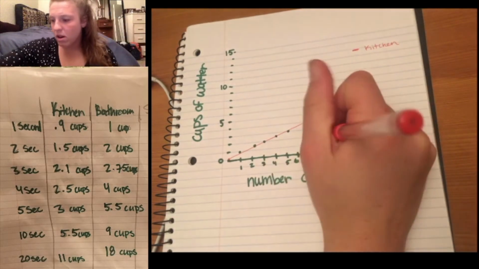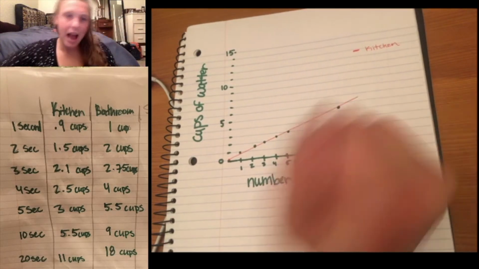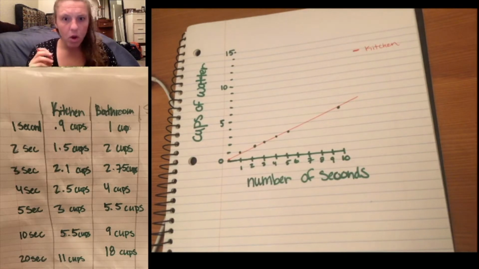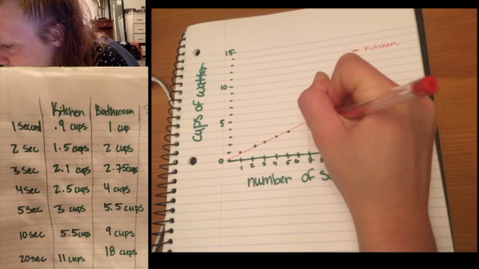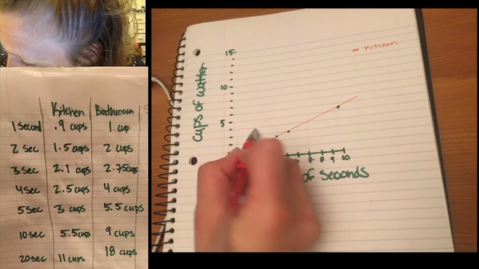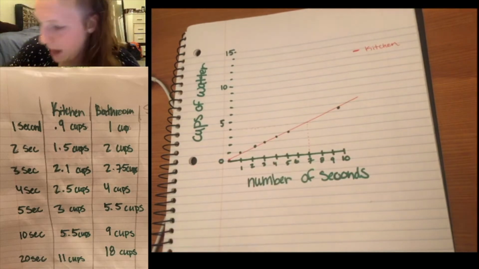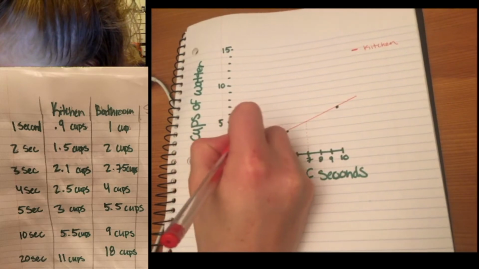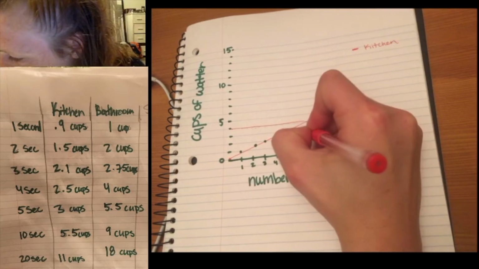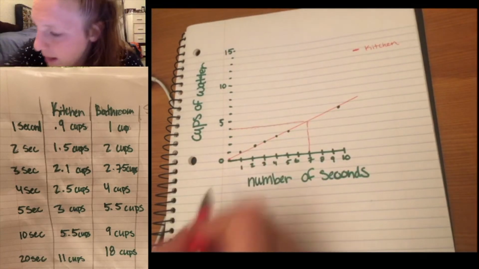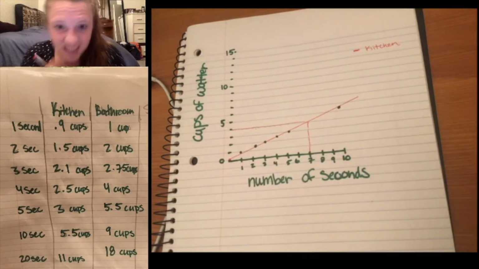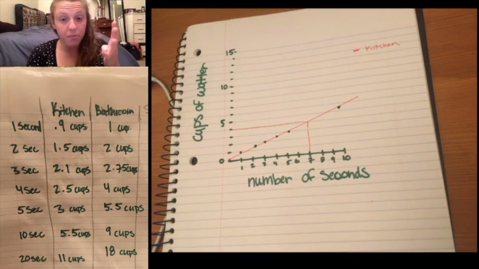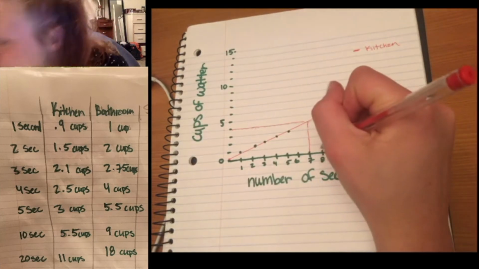And we can make some predictions here. What if at 7 seconds, how many cups of water will come out of my sink? If I run my sink for 7 seconds, how many cups of water? We can go up from 7, and then we can go over, and I should make that line darker so you can see it. Okay, and that gives us, that's 1, 2, 3, 4. So at 7 seconds, we have about 4 cups of water. Let's see at 8 seconds.